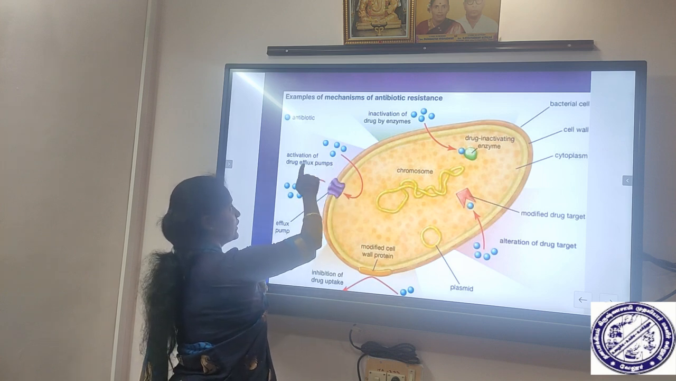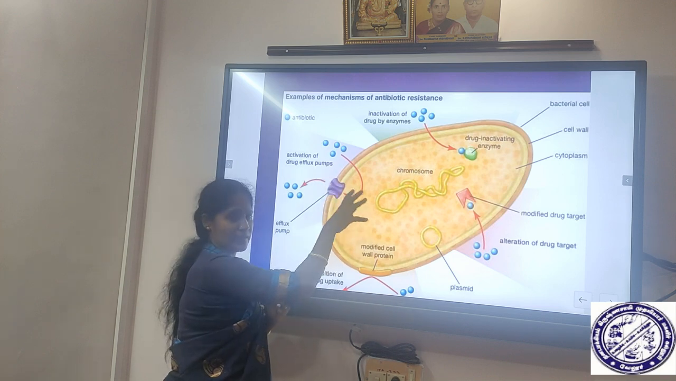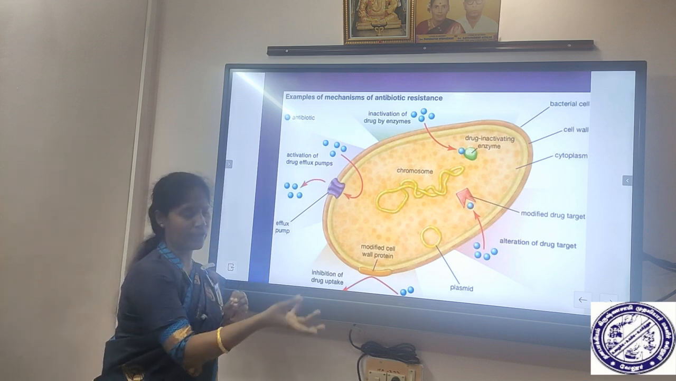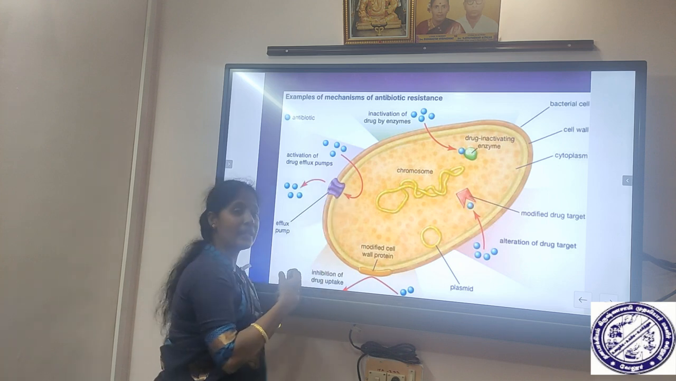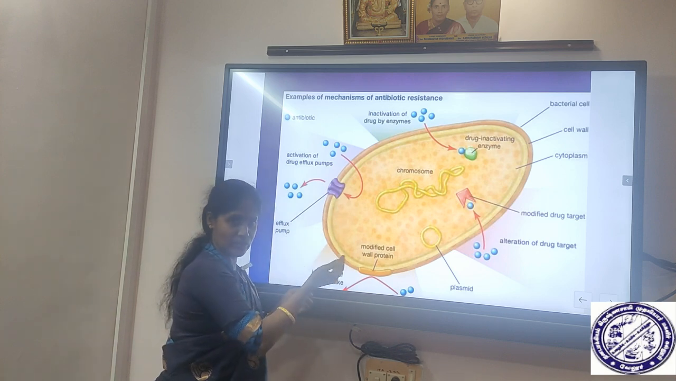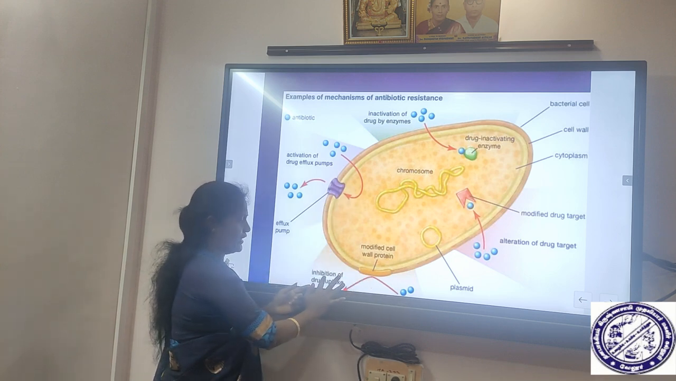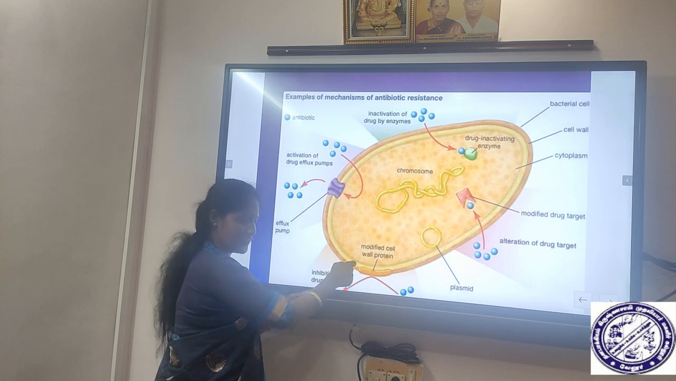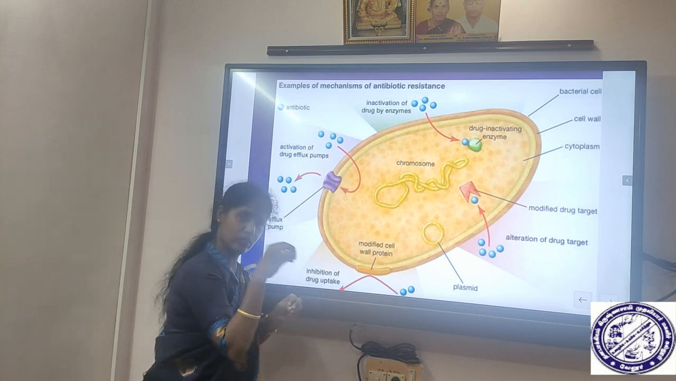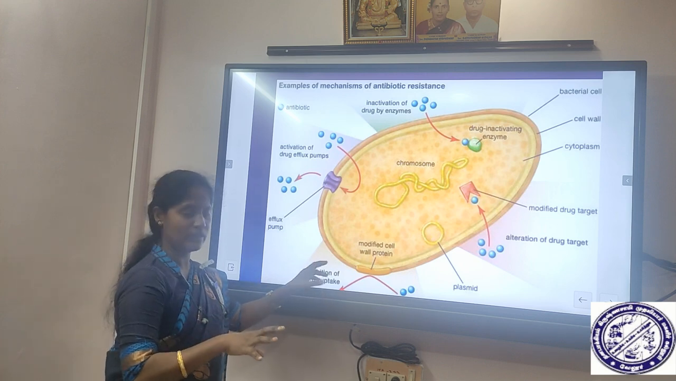Here, what is happening? The activation of drug efflux pumps by the microorganism is responsible for antimicrobial resistance. Efflux means removal. In Tamil, velitalludal. So the efflux pumps will be activated by the microorganism, and because of that, the drug will be expelled outside. So the organism will escape and survive. And inhibition of drug uptake: there are certain organisms which inhibit the uptake of drug, so no drug enters inside the organism. Because of that, the organism gains antimicrobial resistance.